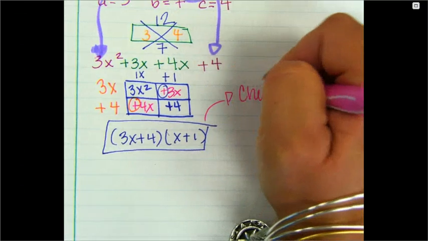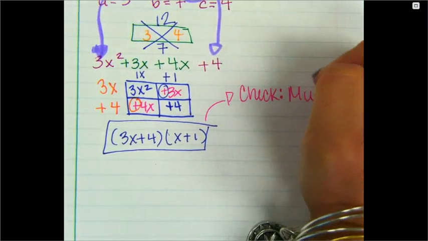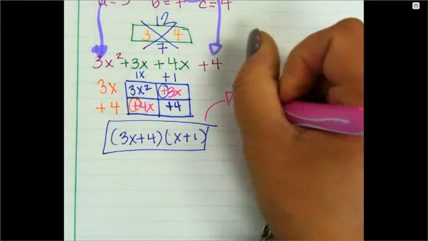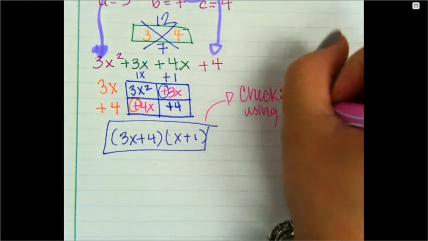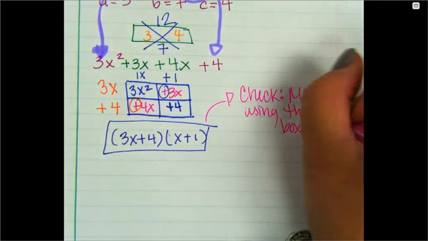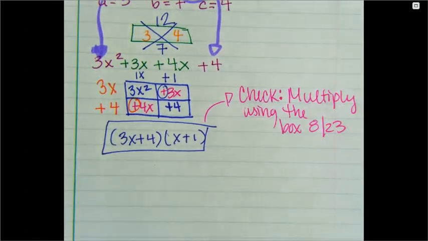If you wanted to check, guess what, guys? You multiply using the box. And in case you forgot, those are the notes, 823. So if you want to check, you multiply using the box to check your work. Do you have to check your work? No. Sometimes you might want to because you're like, that just doesn't look right. Multiply it out.